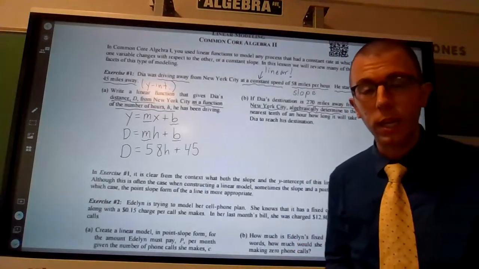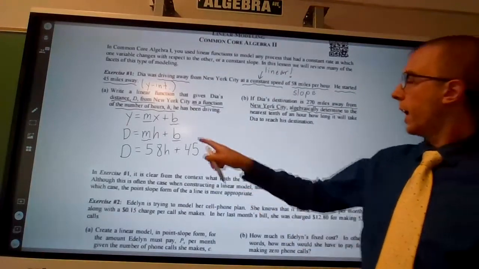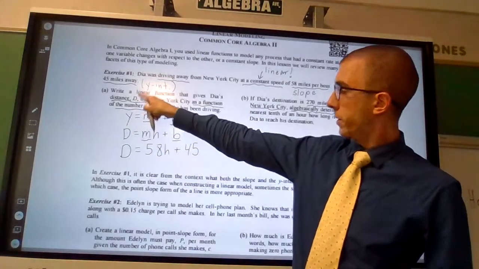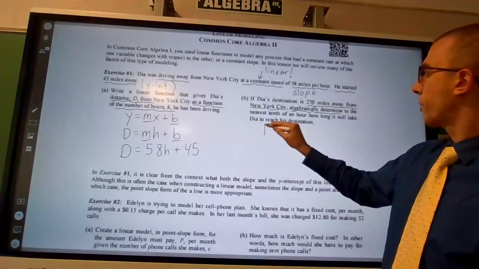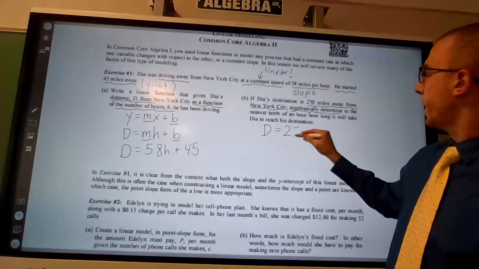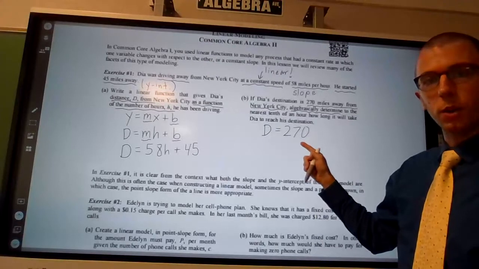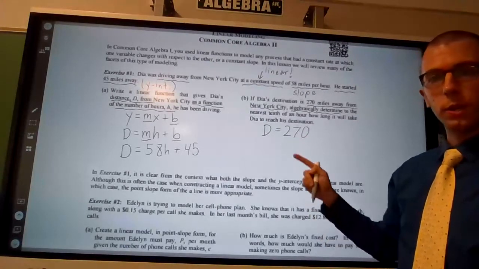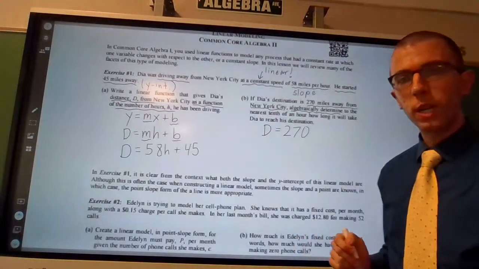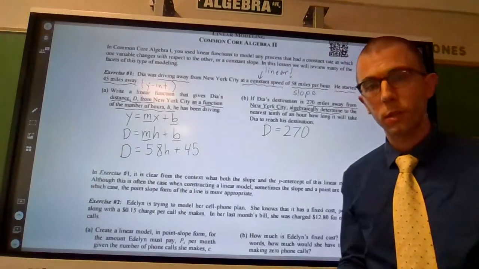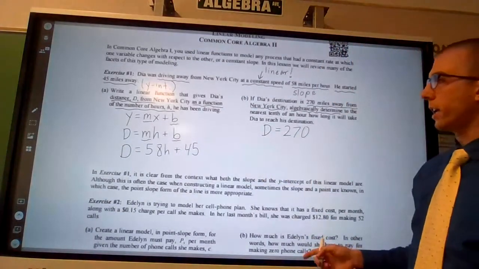So his destination is 270 miles from New York City. And that distance D, or D was the distance, is the distance from New York City. So here they're telling us that D equals 270. Again, that's the distance Daya will be from New York City. We need to figure out the number of hours, the H value that will make D equal 270.